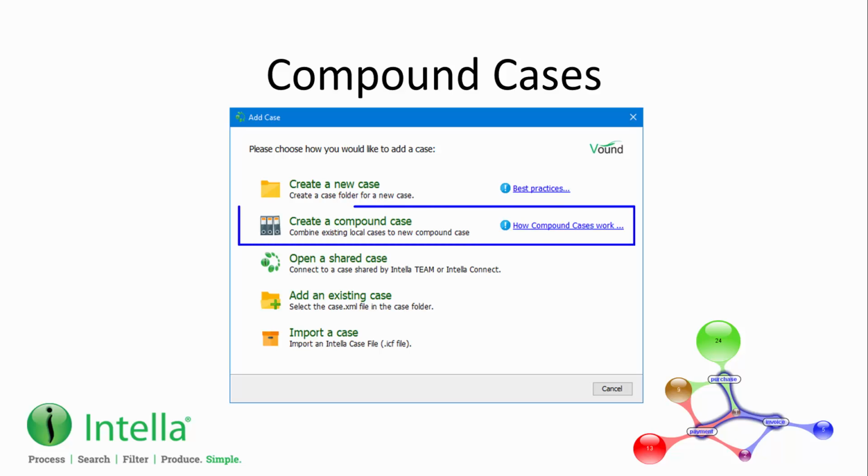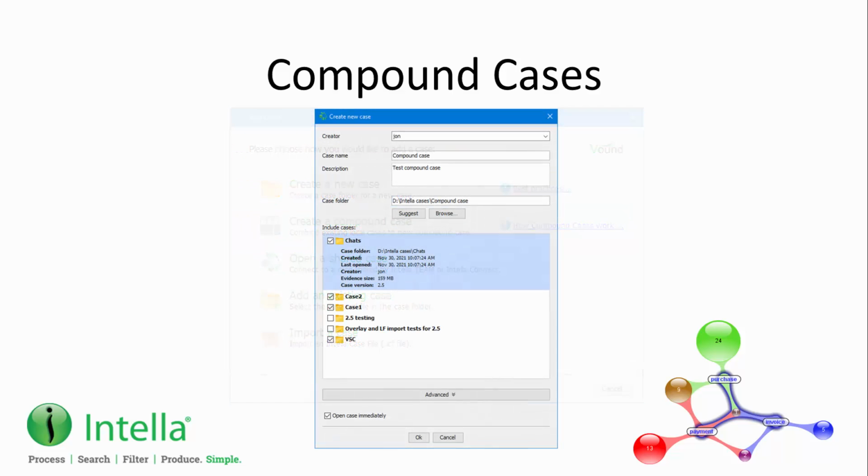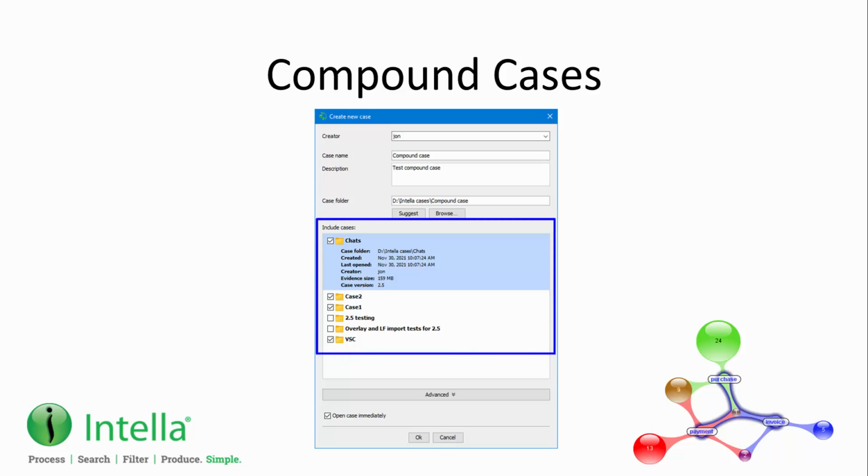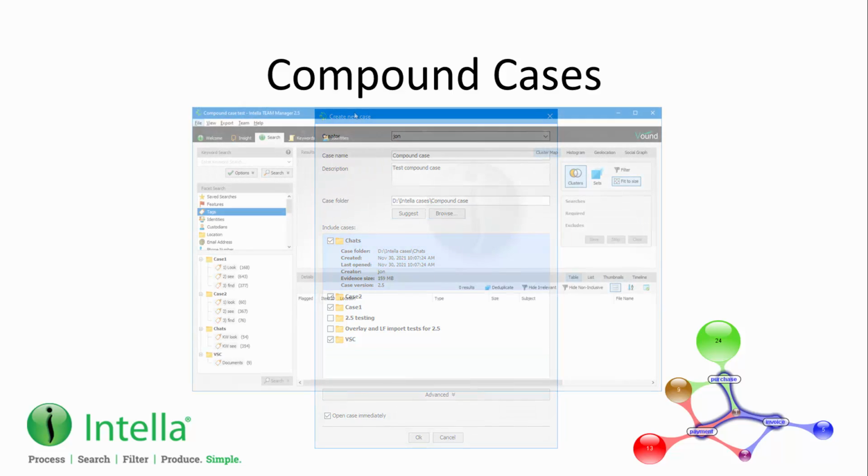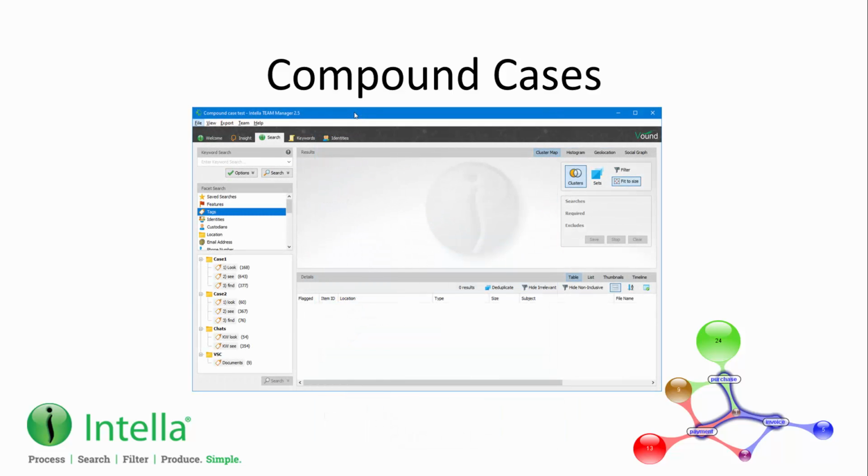You can see that there is now another option in the Add Case wizard for creating a compound case. You simply fill in the Create New Case form as you would do for creating any case, and then select the cases that you want in your compound case. Intella will open as normal. This case is the new compound case which contains the data for the cases which were selected.